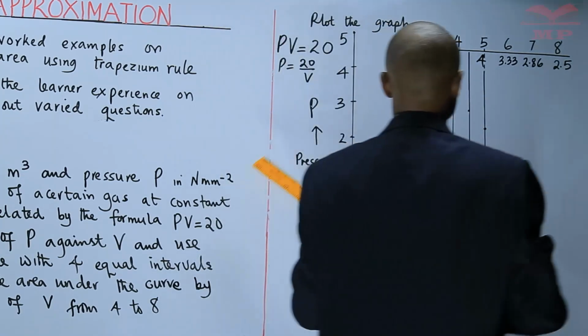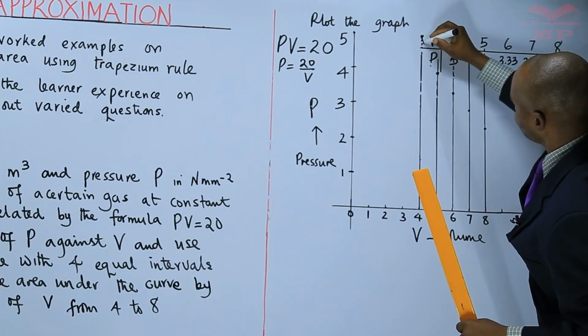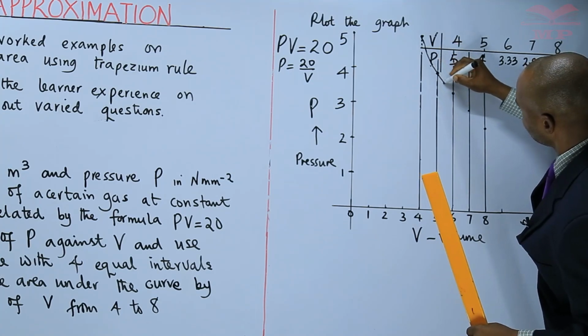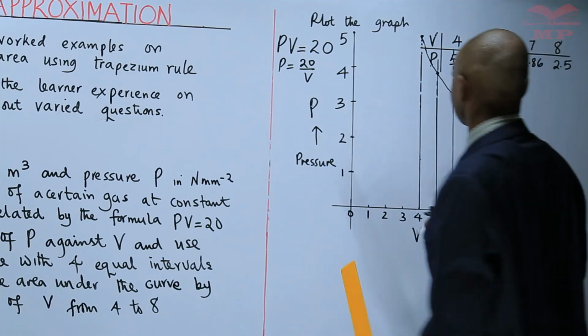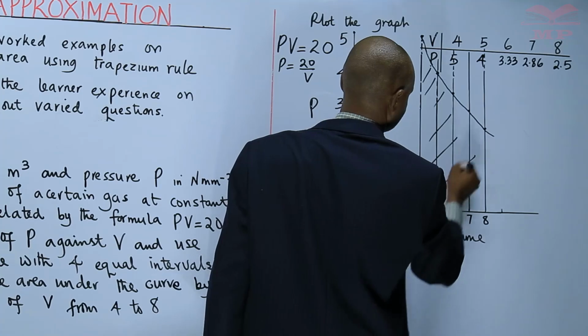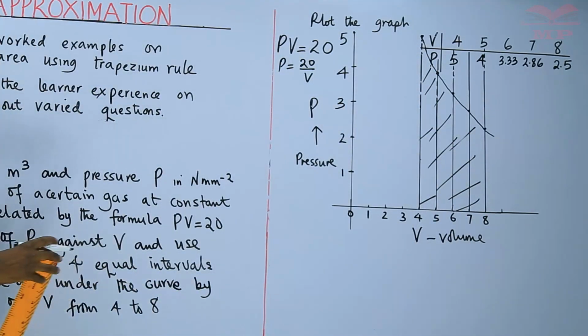So you'll actually get your smooth curve. So it happens to go through there. So that will be a curve. So the area you are interested to get is that one. So estimate the area under the curve by plotting V from 4 to 8.